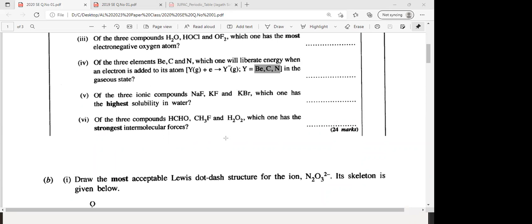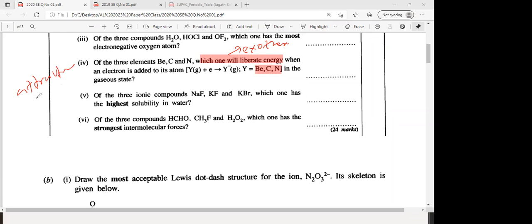Beryllium, carbon and hydrogen. Out of these three, which one will liberate energy? That means it's kind of an exothermic process, they ask. Which one will liberate energy? That means it's becoming exothermic. Heat is liberated. That means it's an attraction, not repulsion. Exothermic means there will be more attraction than repulsion.